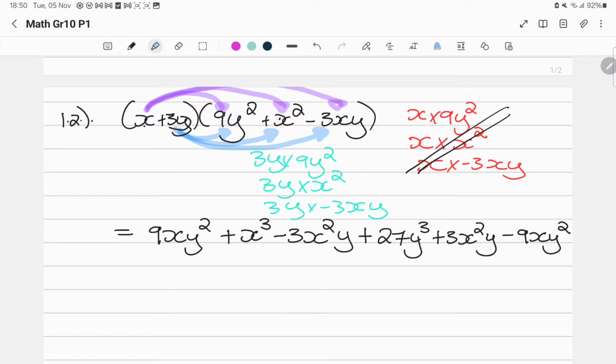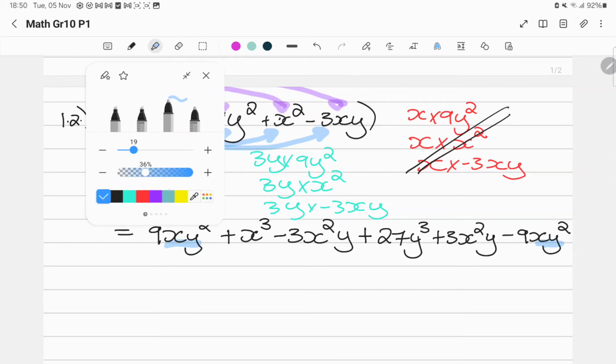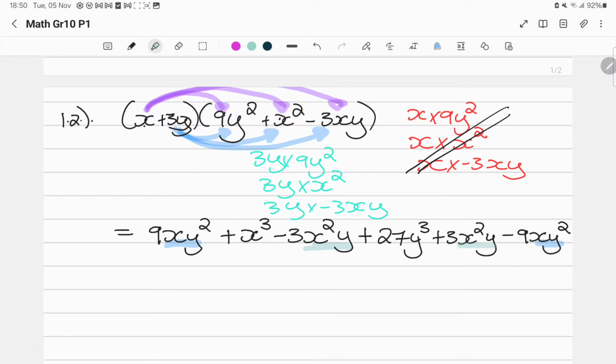Now you must just check, do you have any like terms? Well, yes. Here I have an xy squared, and here I have an xy squared. Alright, and then here I have an x squared y, and here I have an x squared y. Now remember, when you're adding or subtracting, only the numbers change, not your exponents. Alright, so I'm only going to say, what's 9 minus 9? Well, that gives me 0, which means this cancels out.